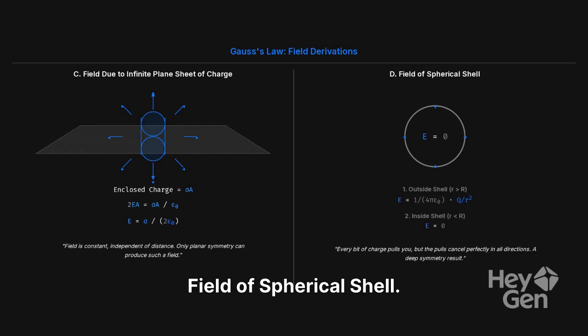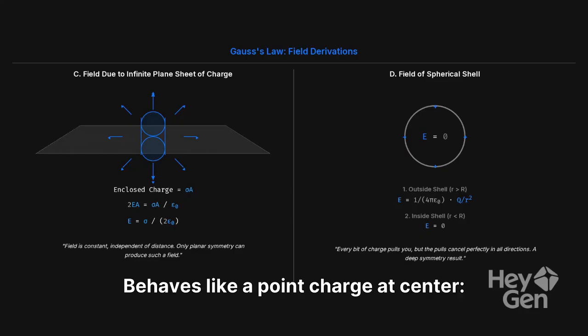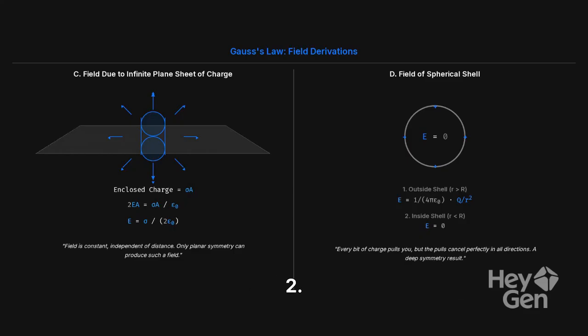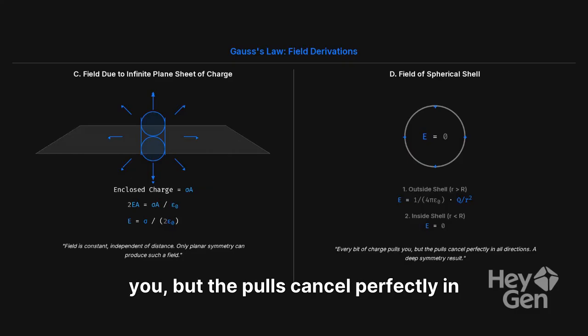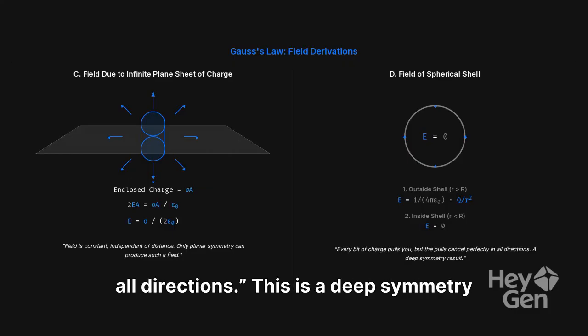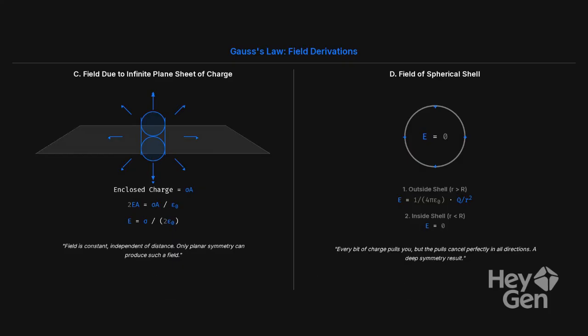D. Field of a spherical shell. Two regions. 1. Outside the shell, it behaves like a point charge at the center: E equals 1/(4 pi epsilon_0) times q/r^2. 2. Inside the shell, E equals 0. Reason: every bit of charge pulls you, but the pulls cancel perfectly in all directions. This is a deep symmetry result, not a coincidence.